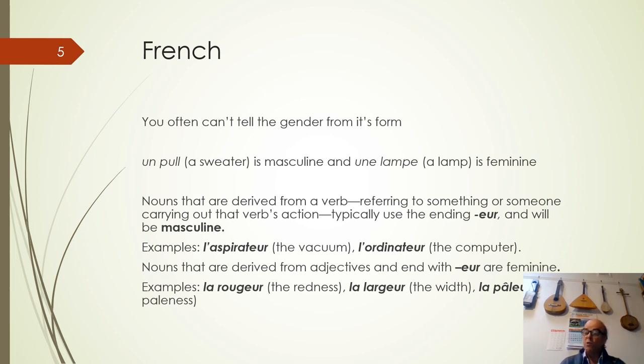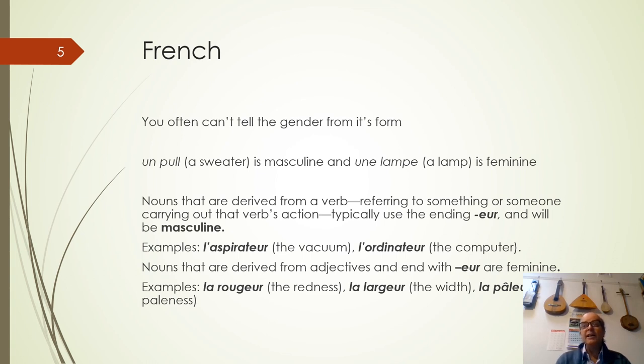Typically, words that are derived from a verb ending in EUR, so l'aspirateur, the vacuum, and l'ordinateur, the computer, would be masculine, but if they're derived from adjectives, rougeur, largeur, they would be feminine. But EUR is the same in both cases.